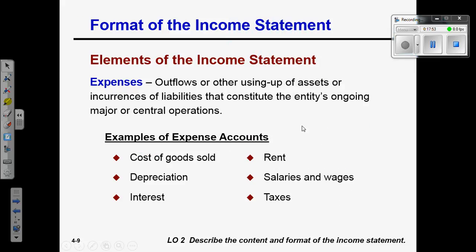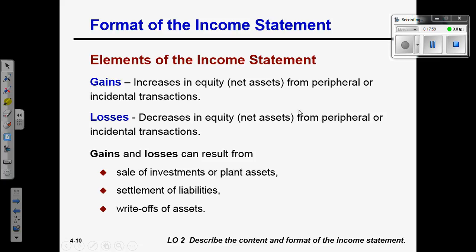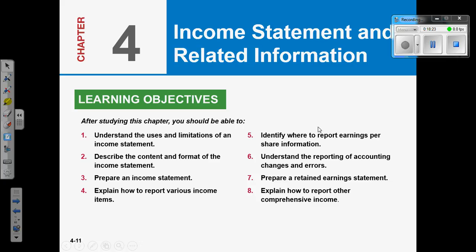The outflows are the using up of assets or occurrences of liabilities that constitute the entity's ongoing major or central operations. So that's that, of course. Gains, here they are: peripheral or incidental, right? And there is no expense that goes with the gain, and there's no revenue that goes with the loss, okay? So examples, sure. Decrease in equity, net assets. By the way, you guys do realize that net assets is assets minus liabilities, right? Okay, net assets, equity, no big deal. Those are the types of things that we have there.